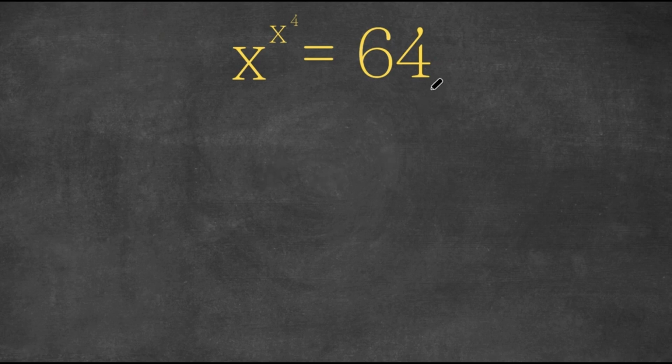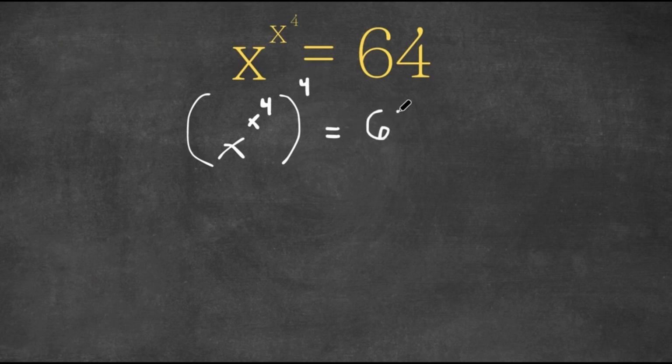In today's video, I'm going to be teaching you guys how to solve this exponential equation. So we have x to the power of x to the power of 4 equals 64. Now what I'm first going to do is take the power of 4 on both sides. So now we have x to the power of x to the power of 4, to the power of 4, is equal to 64 to the power of 4.